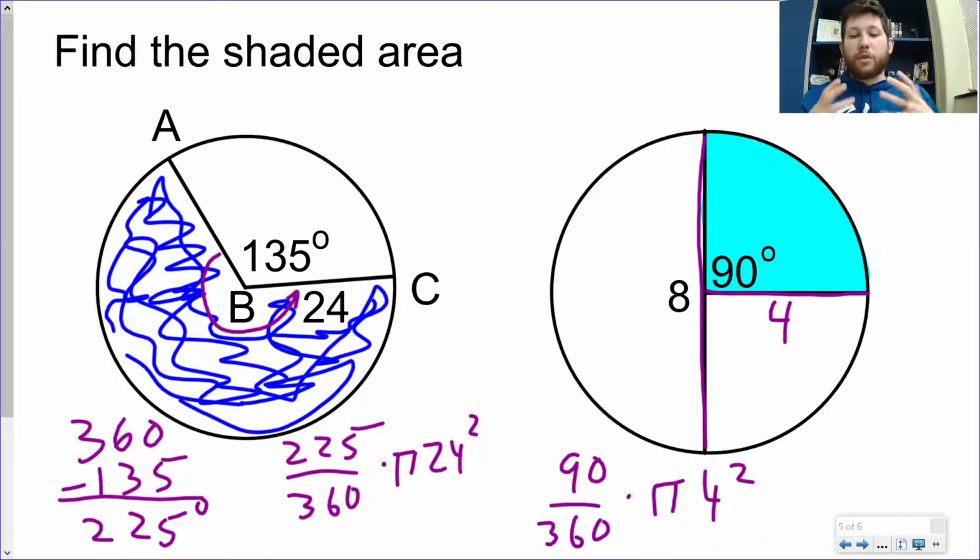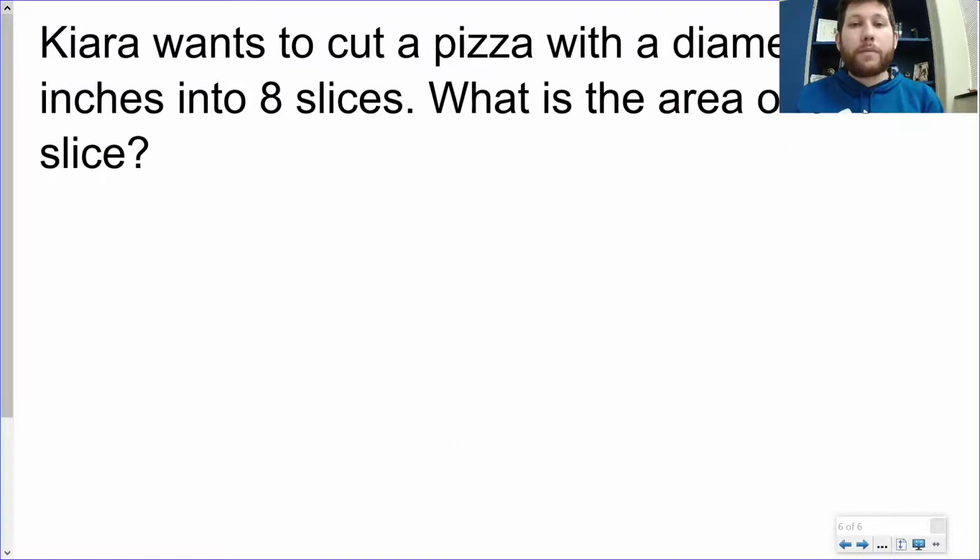All right, so we would set those up, solve them however the prompt directs you, but this is very similar to arc length, so we're not going to spend a lot of time. I do want to look at one particular word problem. You'll see problems like this pretty regularly in arc length and sector area. So Kiera wants to cut a pizza with a diameter of 12 inches into 8 slices. What is the area of one slice?